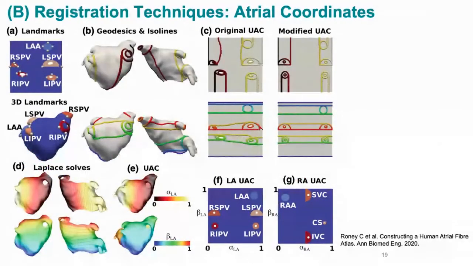We later fixed some of these boundaries so that we map the pulmonary veins to the same location each time and the appendage to the same location to give us a more standardized mapping and improve our registration.